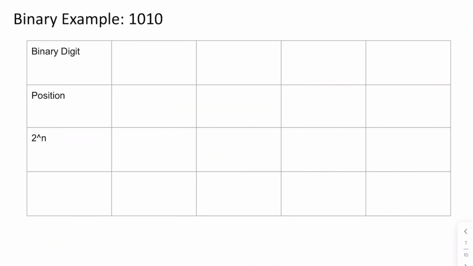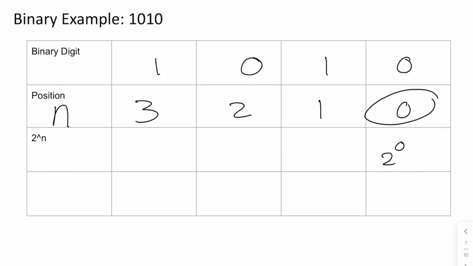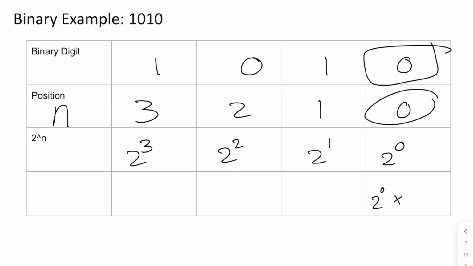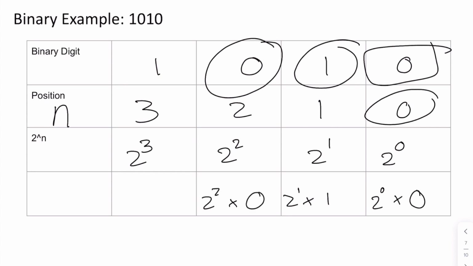If we do our binary example with 1 0 1 0, we can fill out the table again. This is the 0 position, first, second, third. Now we're going to do 2 to the n, so that's 2 to the 0. We're just looking at the n. So 2 to the first, 2 to the second, and 2 to the third. Putting it all together, that's 2 to the 0 times the top row, so times 0, 2 to the first times 1, 2 squared times 0, and 2 cubed times 1.